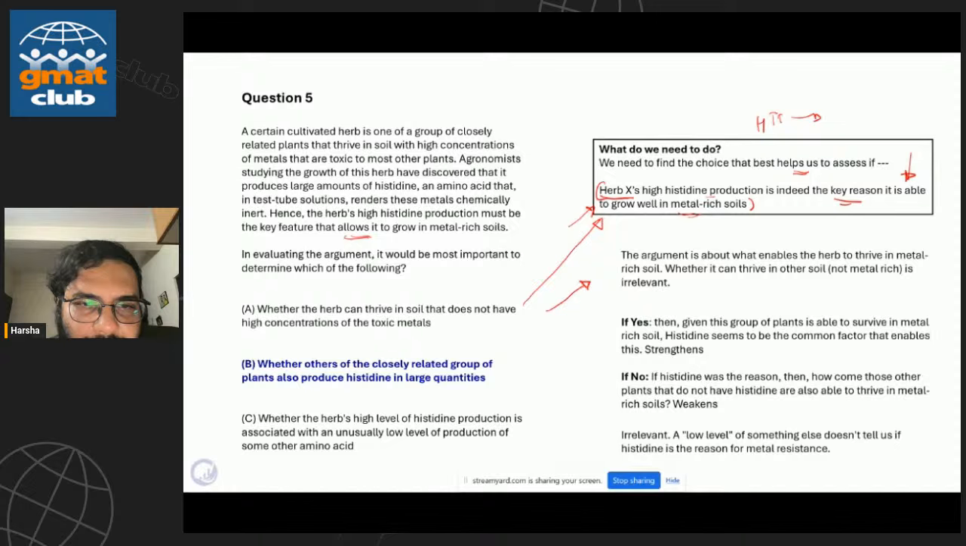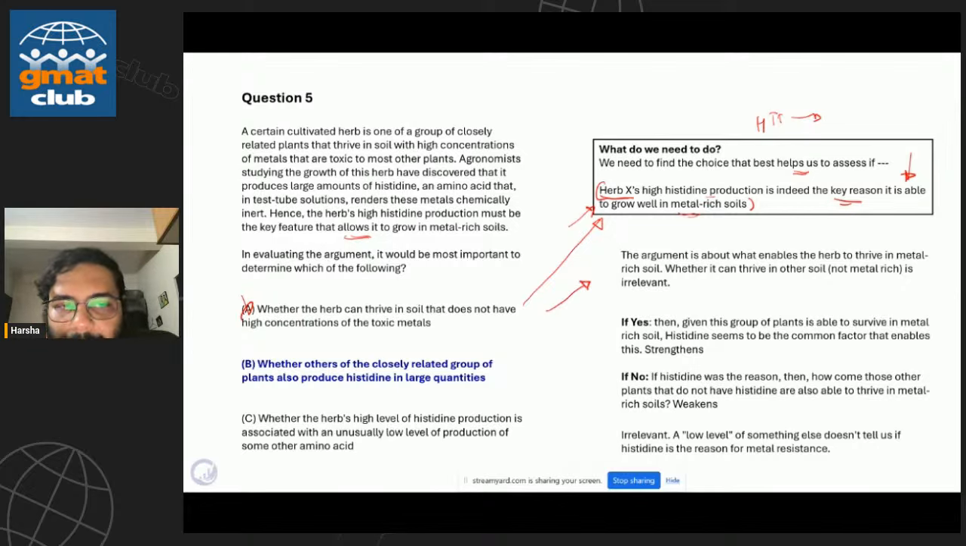Do we really care about whether or not this herb is able to survive in the other type of soil, which does not have high concentration? That should not matter, right? Choice A, whether it's a yes or a no, tells you nothing about how herb X is able to thrive in the metal rich soils. So you're not getting an answer to that. Now, let's look at choice B.